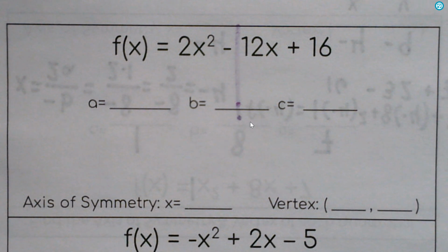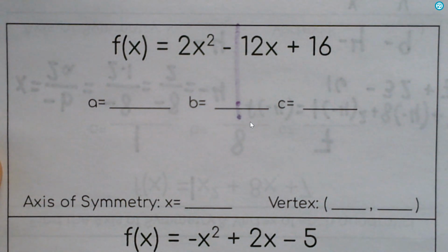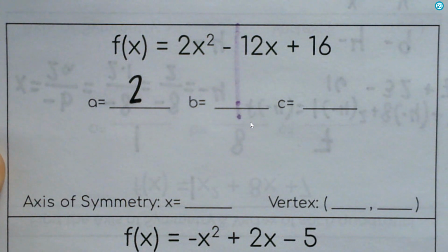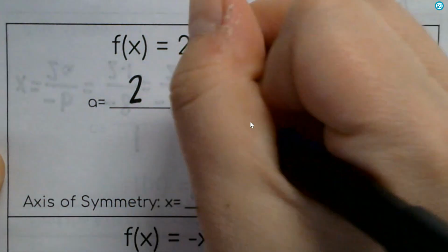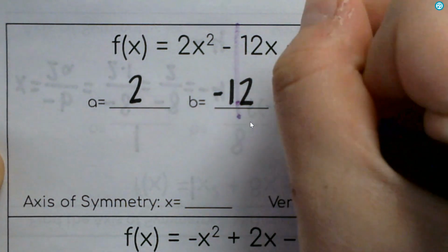Okay, so this next one, we've got 2x squared minus 12x plus 16. So we're going to go through and do our a, b, and c values. What is my a value? What's my a value? 2. Okay, what's my b value? -12. So you got to pay attention. If it's minus, it's negative. If it's plus, it's positive. And my c value is 16. And since it's plus, it's positive.